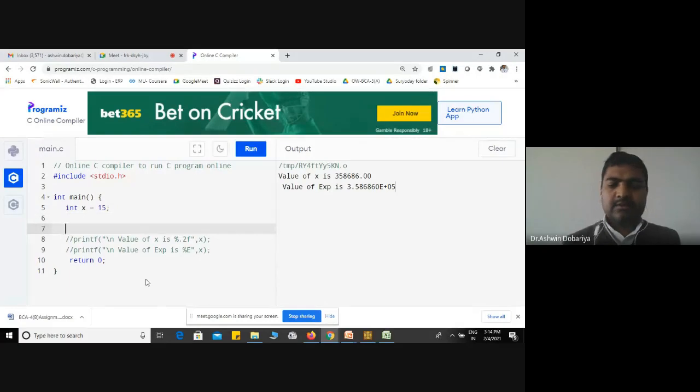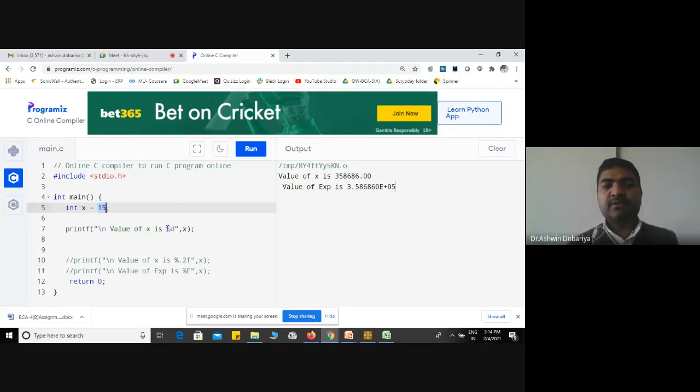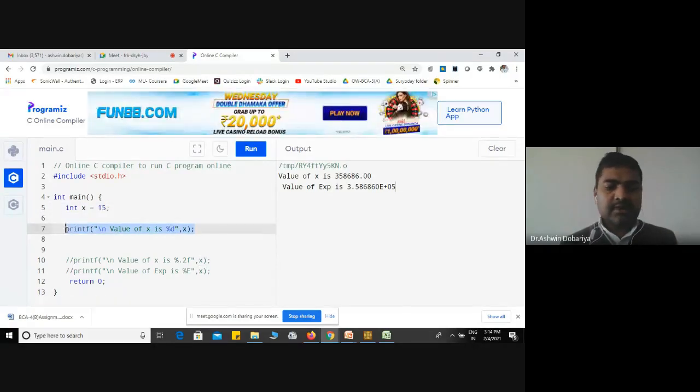Okay. So now tell me the difference. If I display the value like value of x is percentage d, then what will happen? What is the output? 15. 15 as it is, because here we have used percentage d, so it will display a decimal value, and 15 itself is a decimal value. Now if I want to display the equivalent octal value, value of x in octal, then I have to use percentage O and x.